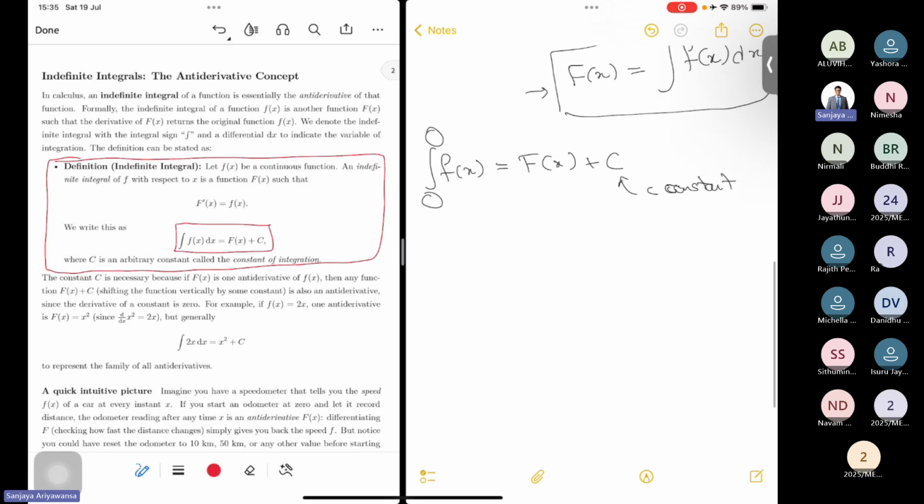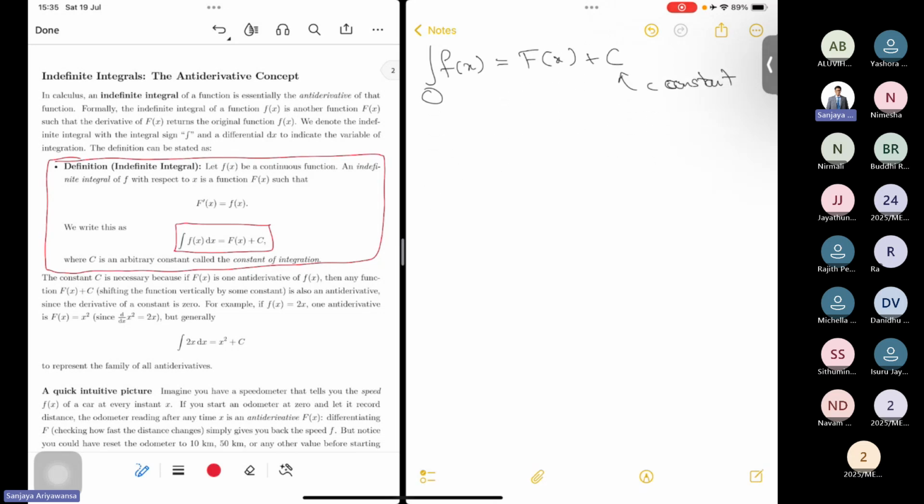Let's look at an example. That's the best way to look at this. You integrate 2x with respect to dx. What do we get? We will look at the rules of integration, but here we would get the function x squared plus c, where c is a constant. Let's look at differentiating x squared with respect to x. What do we get? 2x, right?